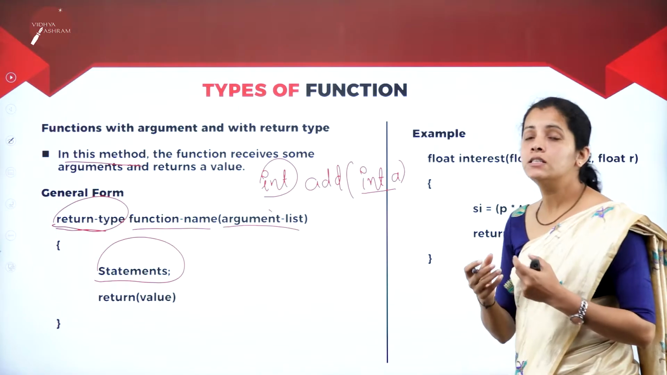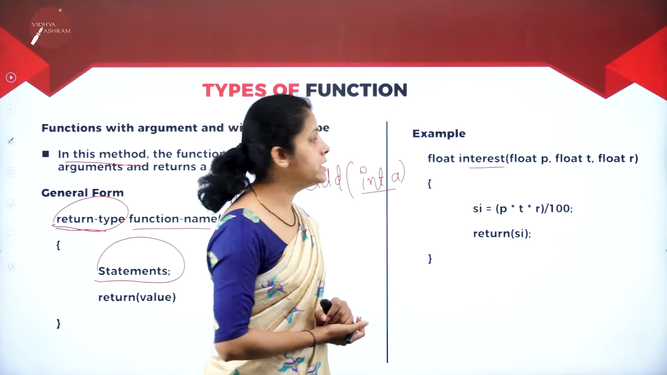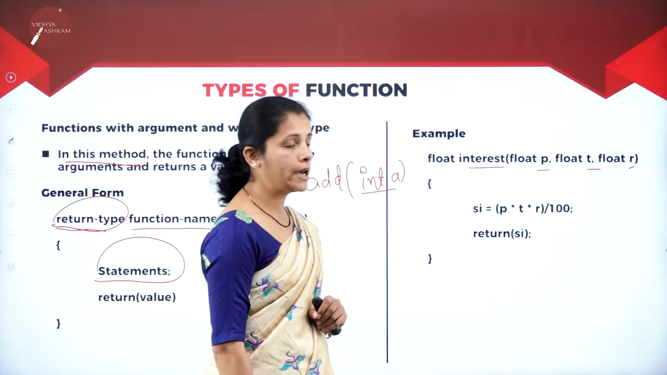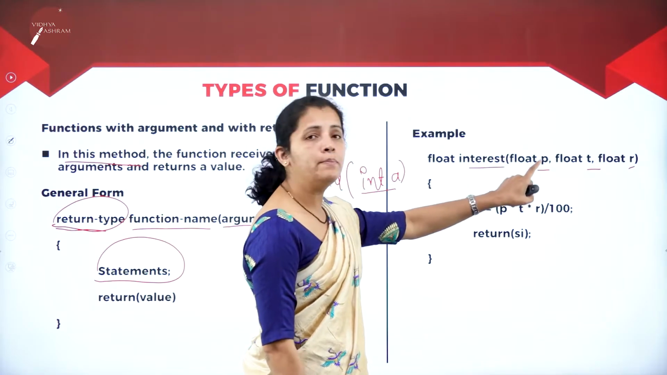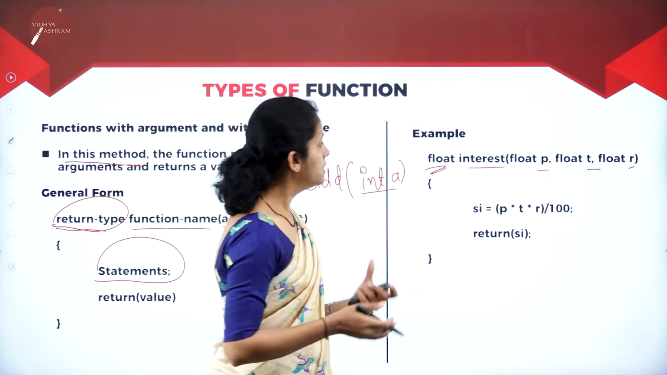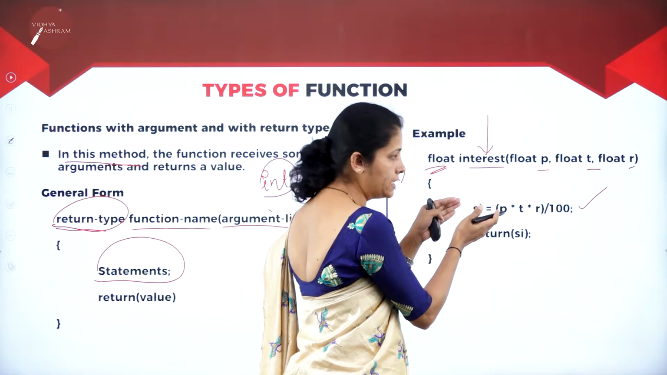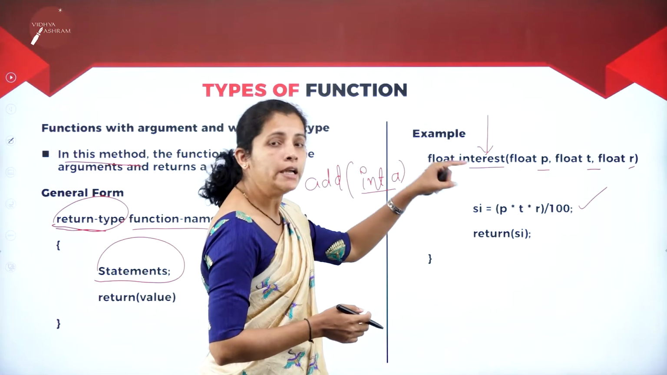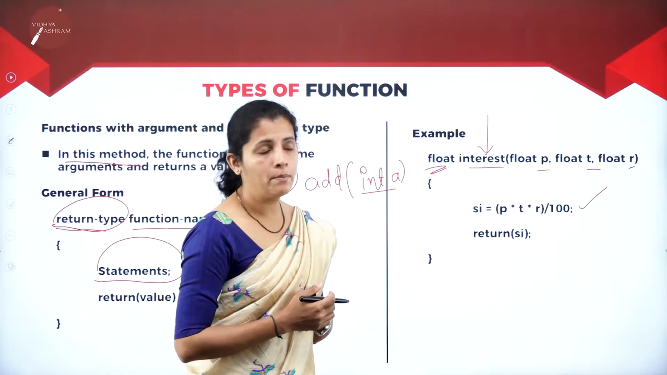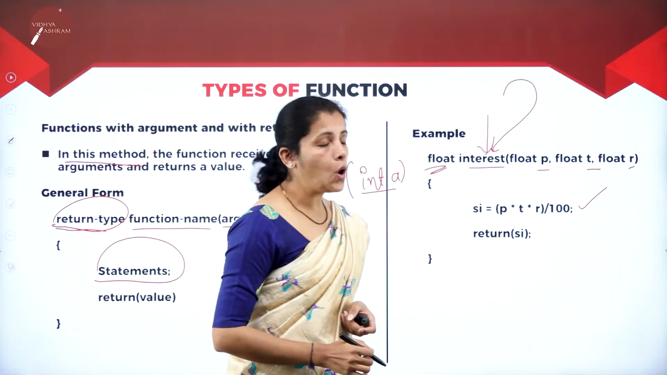Now, let me take a simple example here. Think that I want to find the interest. What are the variables I have here? I have P, T and R, that is principal amount, time and rate of interest. All the variables are of type float. For that reason, the returning value is also float. Now, this interest is nothing but the user defined function. Now find the simple interest. After finding the simple interest, return the interest to the calling function, where I'm going to call this function in my main program. And when I call this function in my main program, the control is directly transferred to the called function.